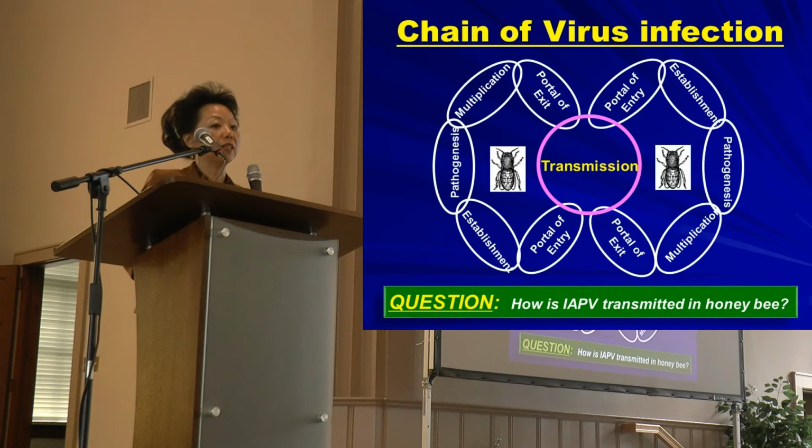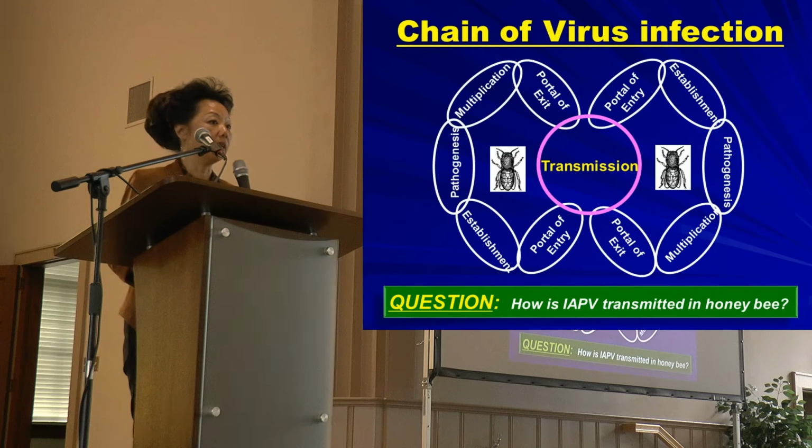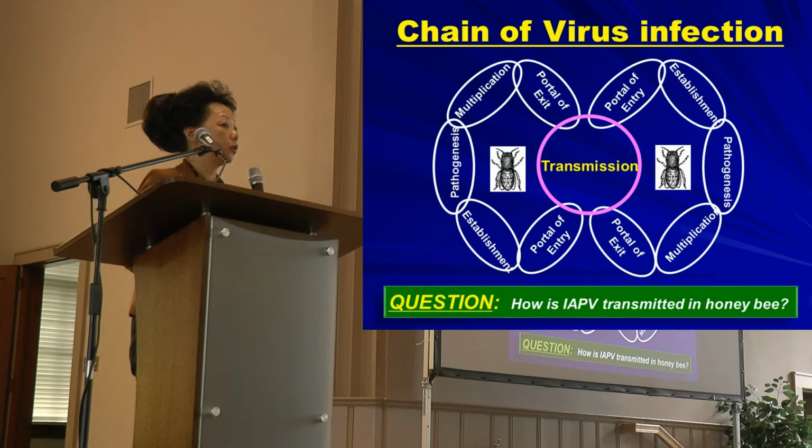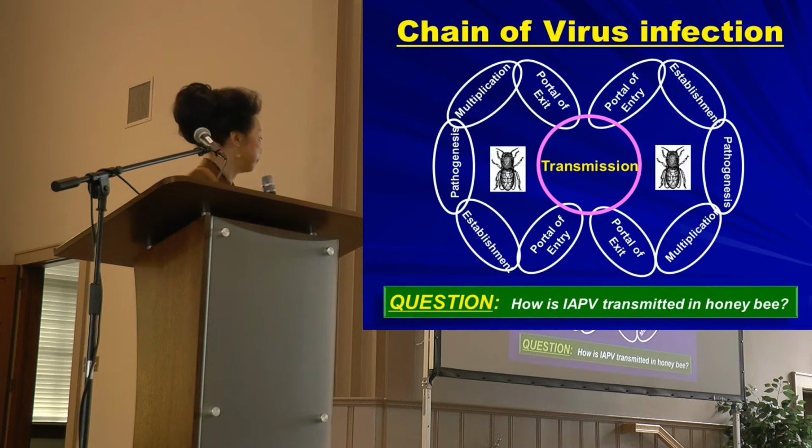IAPV is a significant marker for CCD, but how does IAPV spread in honeybee colonies? Transmission of a virus is important for a pathogen to persist and spread in a host. Knowledge of how a virus is transmitted is fundamental to the design of an appropriate disease control strategy.